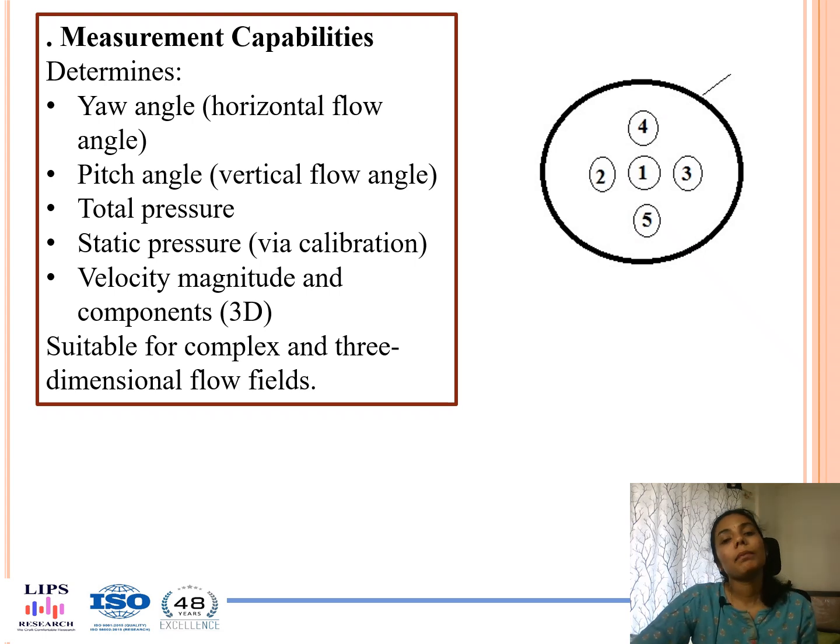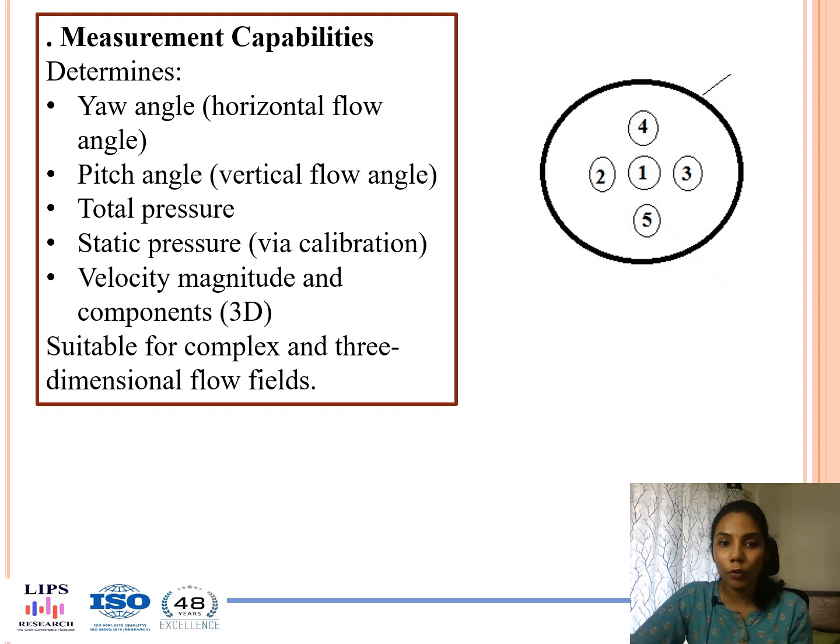Now let me explain the measurement capabilities of this 5-hole flow analyzer. This 5-hole probe is designed to provide a complete 3-dimensional description of the flow field. First it can determine the yaw angle, which represents the direction of the flow. This tells us how much deviation there is sidewise in the flow. Next, it will be able to measure the pitch angle, which represents the vertical deviation of the flow. Together, yaw and pitch define the exact direction of the flow in 3D space.